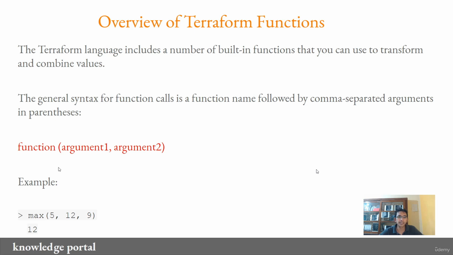If you look into the example here, you have max(5, 12, 9). So max is the name of the function, and 5, 12 and 9 are the arguments.